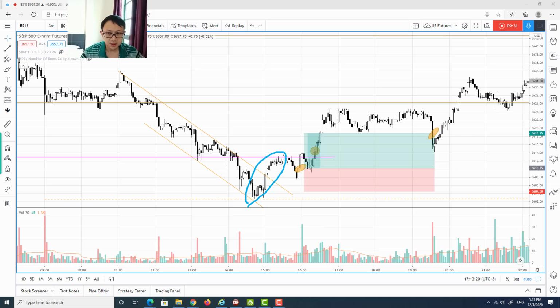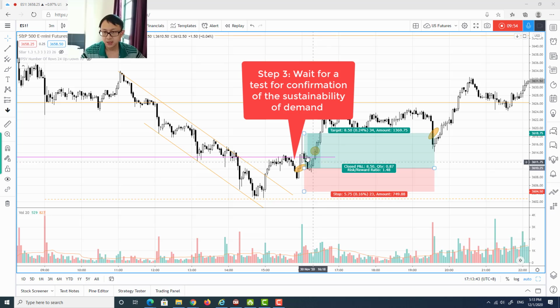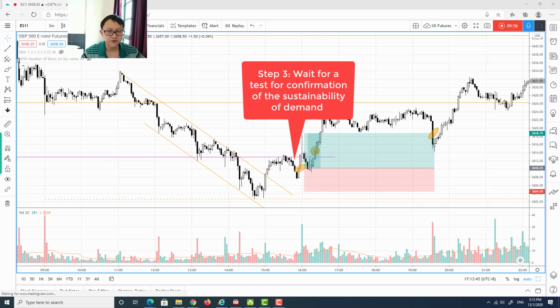Then this is the impulsive up wave, and what we want to identify is the last step, the third step, which is waiting for a test. What do I mean by a test? In terms of the up move, when we compare it to the previous up move, we know that this is the biggest up move, so I think that the demand has the upper hand. And now we just want to wait for a test. So here comes the test.